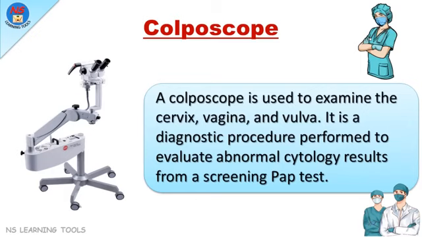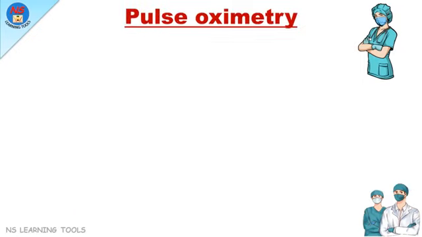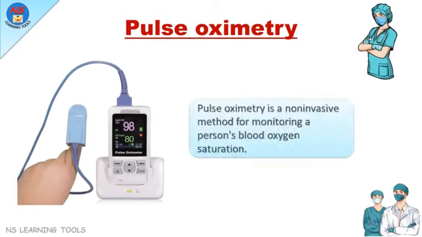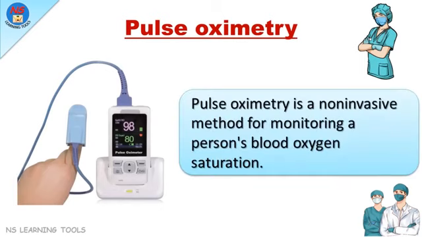Colposcope. A colposcope is used to examine the cervix, vagina, and vulva. It is a diagnostic procedure performed to evaluate abnormal cytology results from a screening Pap test. Pulse oximetry. Pulse oximetry is a non-invasive method for monitoring a person's blood oxygen saturation.